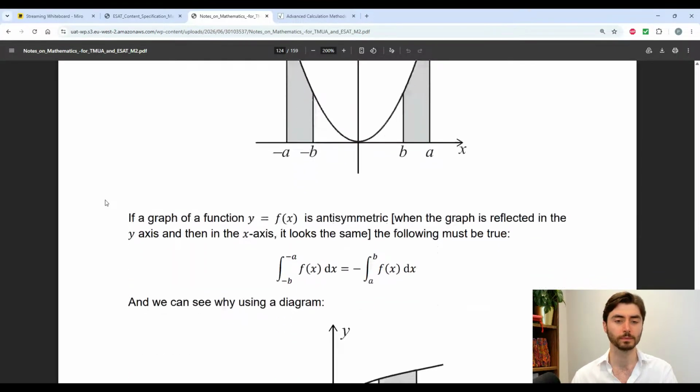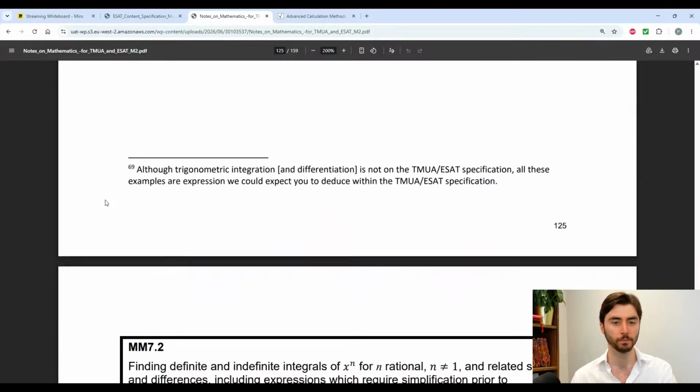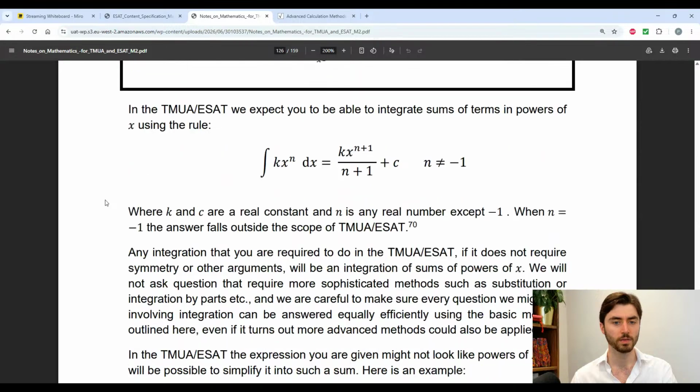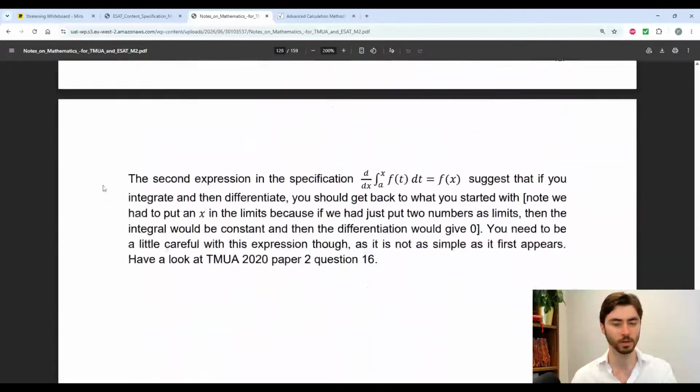So I don't want to talk about the symmetry. So this one we've talked about. So you just have to get it into integrable form.